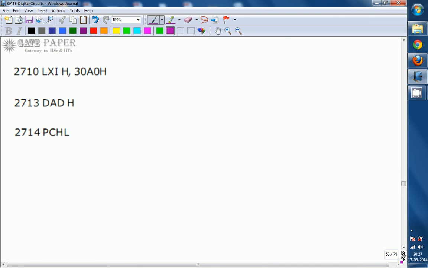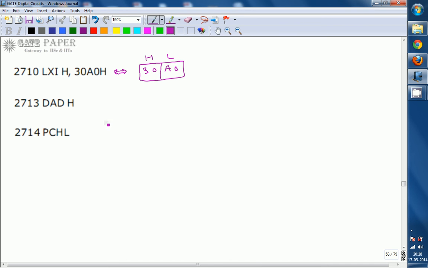So these are the instructions given: LXI H, 30A0. LXI means load register pair immediately. Since it is given with H, the HL register pair is to be considered. So LXI H, 30A0 means the HL register pair is going to be loaded with 30A0. 30A0 is going to be the HL contents. So this is H and this is L. Contents of HL are 30A0.